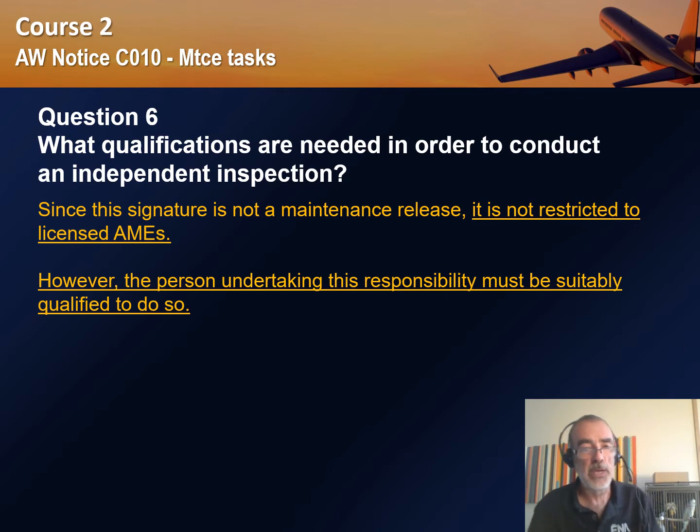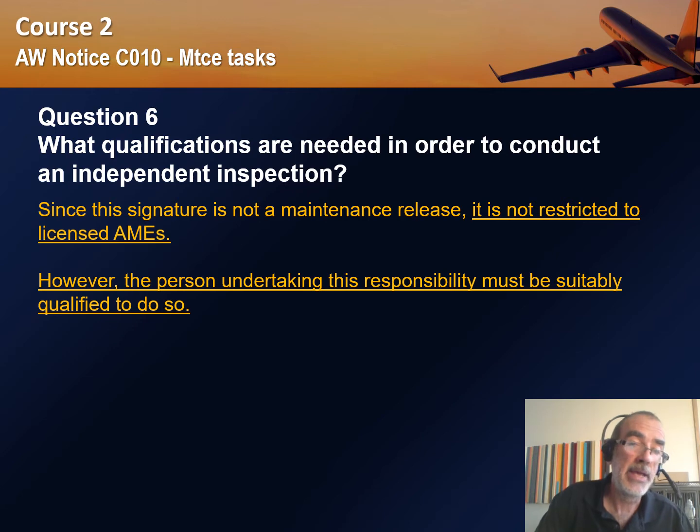For example, me, I don't have an AME license. I was working in component maintenance, and there's no license for maintenance of components. Though I was authorized to sign under the shop certification authority from the AMO, approved maintenance organization. So I would be able to do an independent inspection, and have the possibility to do that verification without having an AME license.